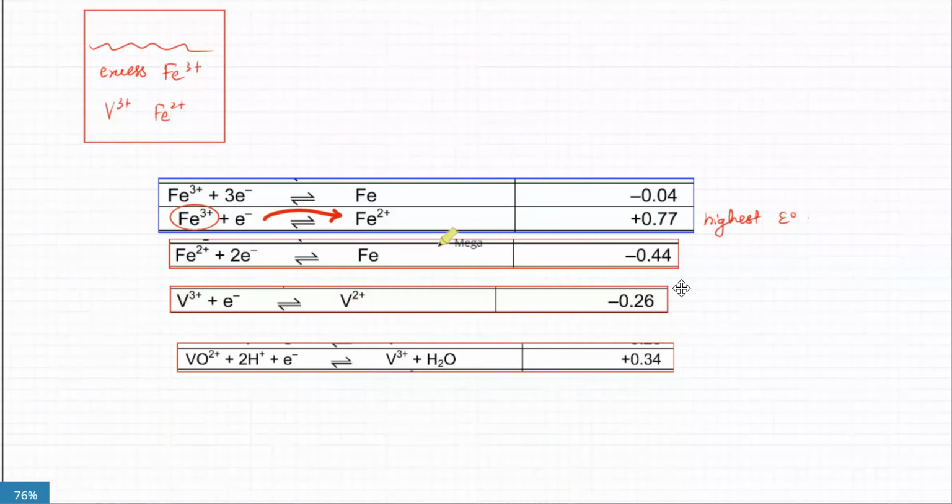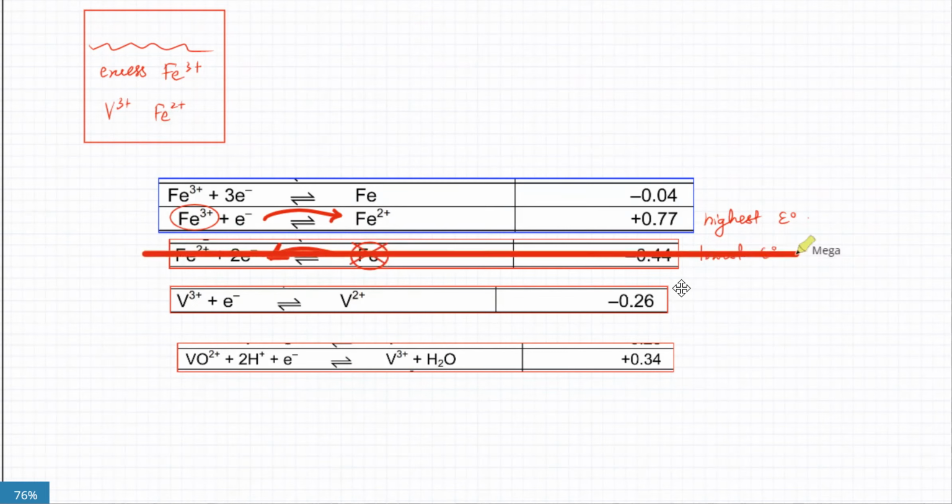And who loses electrons? That's the lowest E naught. At the moment, it's I think minus 0.44. But we would have to get rid of this one, because the substance that's losing electrons is Fe, and we don't have any Fe with us. So we're going to cut this equation out. Okay, I'm going to remove that. Who's the lowest E naught? It's this one.